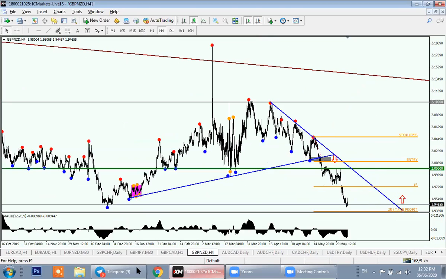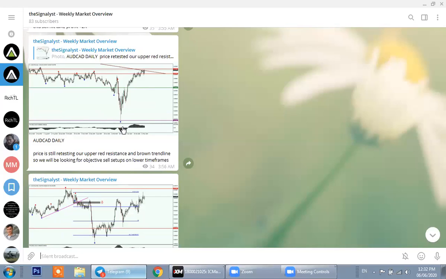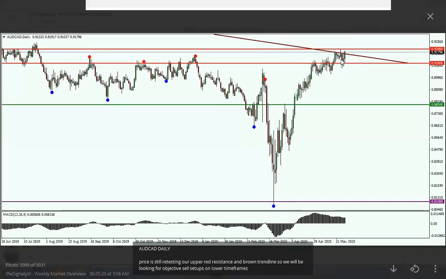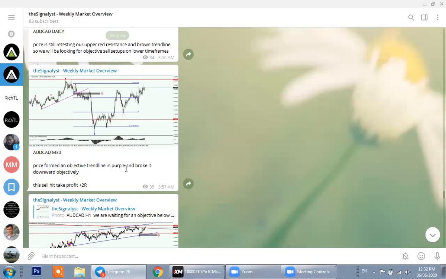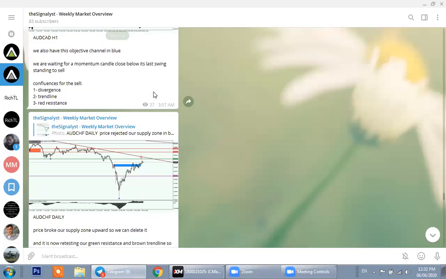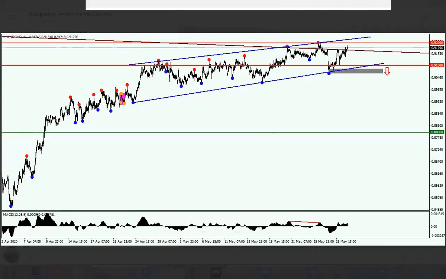Anyway, let's wait and see what happens. On here we have AUD CAD, which was sitting around a strong resistance, so we were looking for objective sell setups on lower time frames. Here's last week's trade, so we don't need it for now. And here was our setup. We were waiting for an objective break below our lower last swing standing to sell AUD CAD.